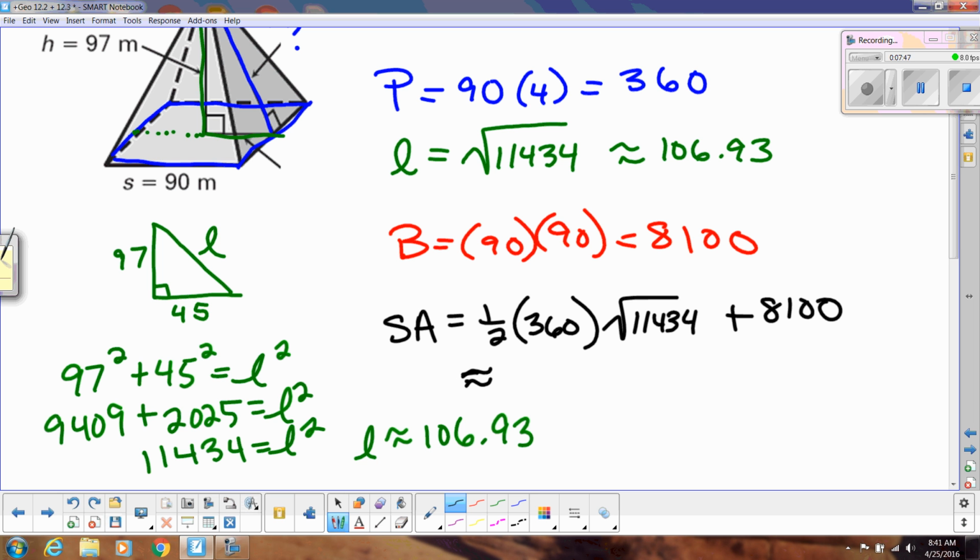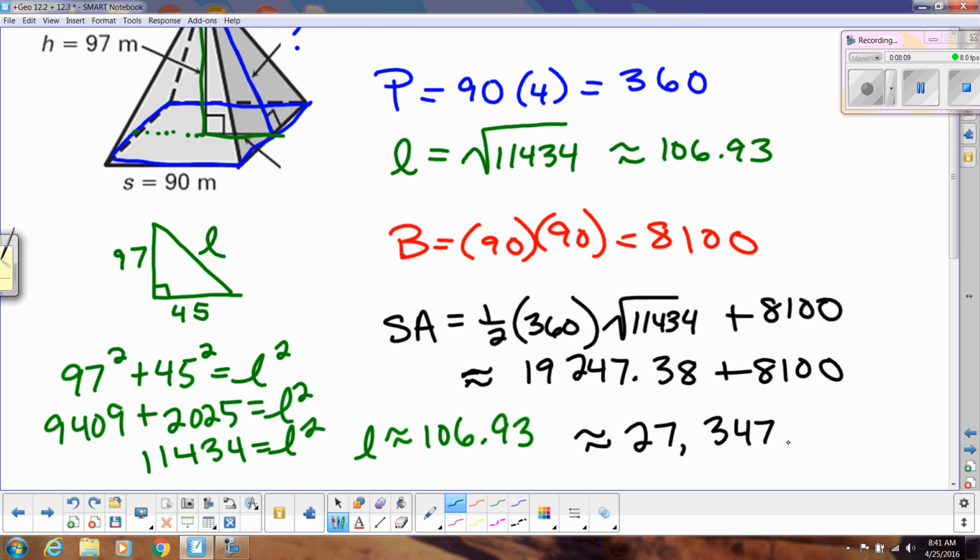Okay. Now I'm going to round. This came out to be 19,247.38 plus 8,100. And remember, when I add 8,100, that will not affect my rounding. It's just when I multiply and divide and things like that. So my final surface area is 27,347.38 meters squared. So there we go. We've got the surface area of a pyramid.